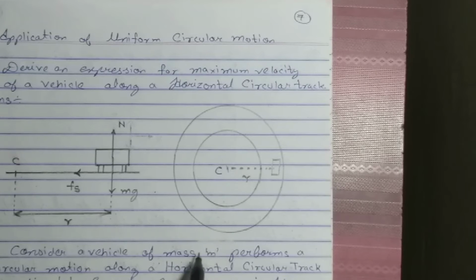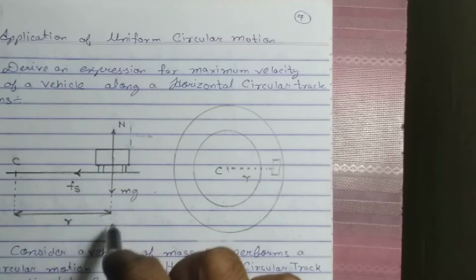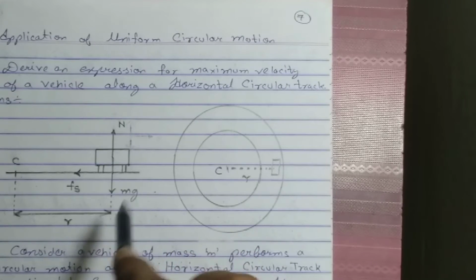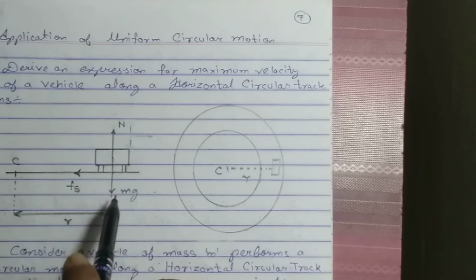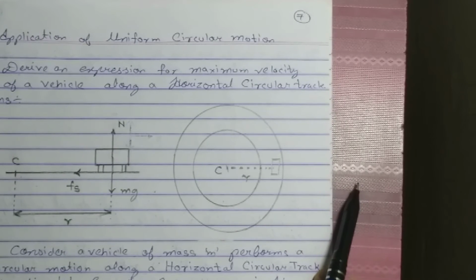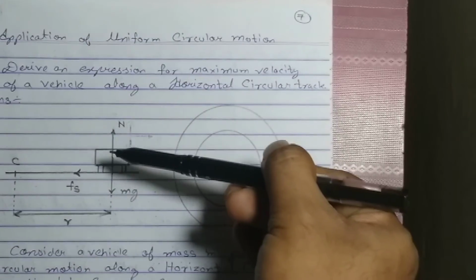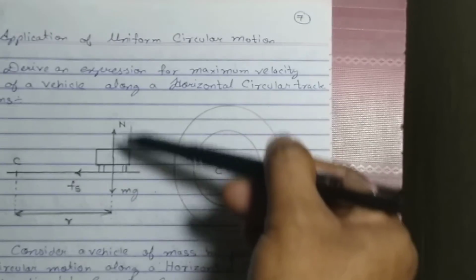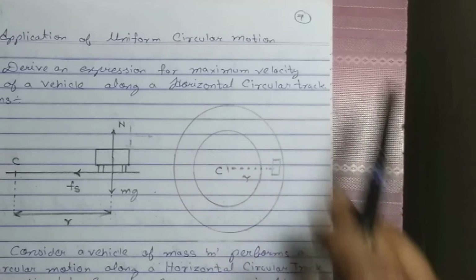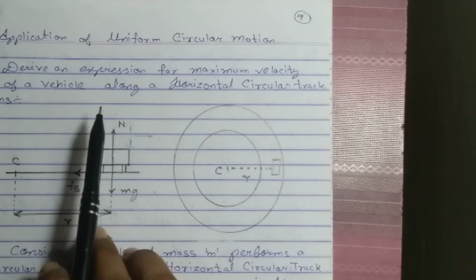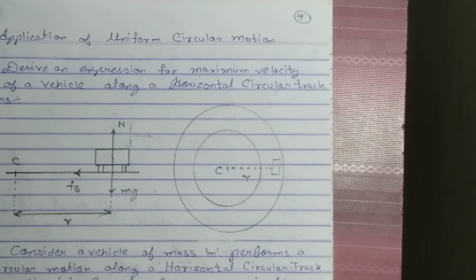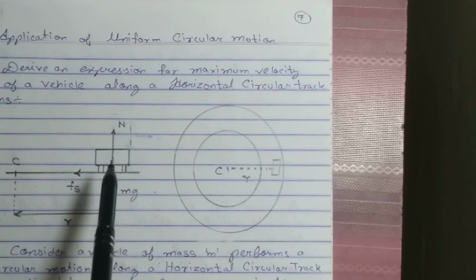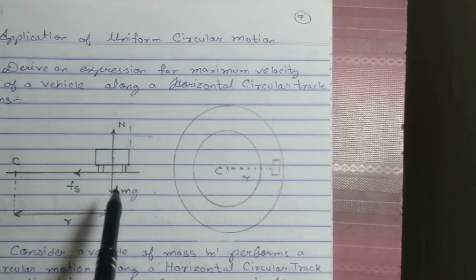If the mass of the car is m, then its own weight mg is always in the downward direction. When its weight acts on the road, there is an opposite reaction also. This N is called the normal reaction, and its direction is vertically upward. So the two forces acting on the car are the normal reaction, which is vertically upward, and mg, which is vertically downward.